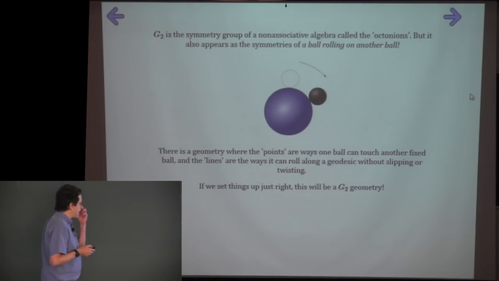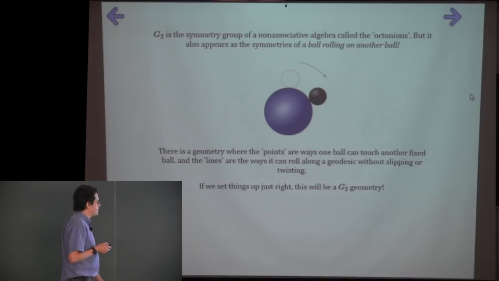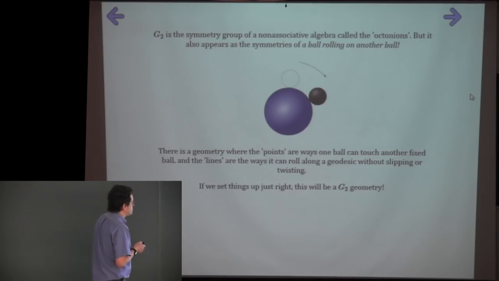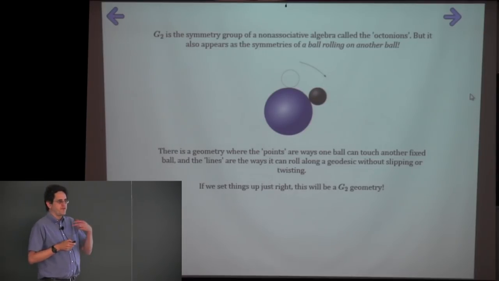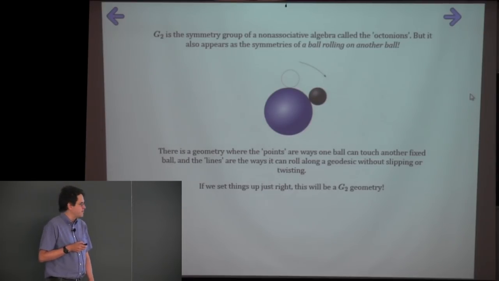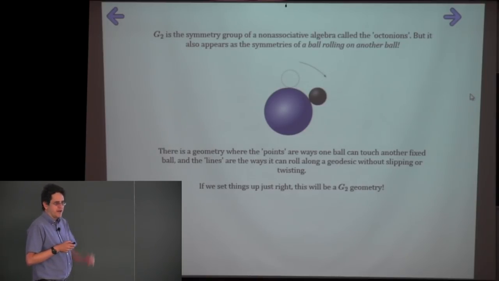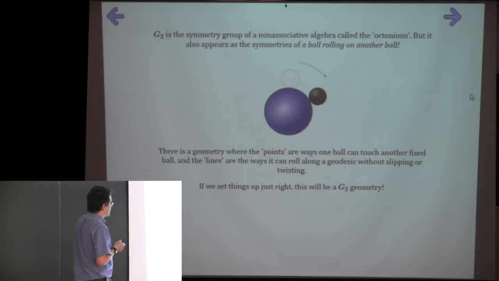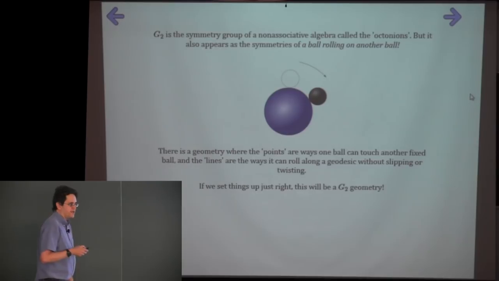But I became very happy when I started reading a number of papers, some written by people here even, who saw that G2 is also the symmetries of something that's very easy to explain by comparison. You'll see later on it becomes a little more complicated than I'm making it sound, but it's basically just the problem of a ball rolling on another ball in ordinary three-dimensional space.